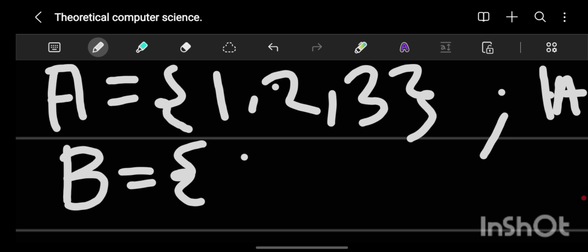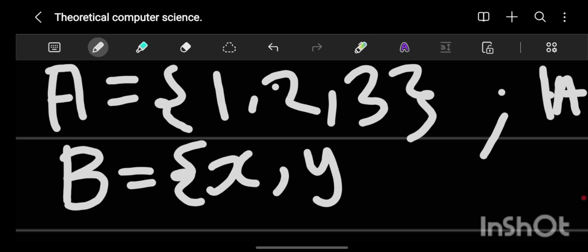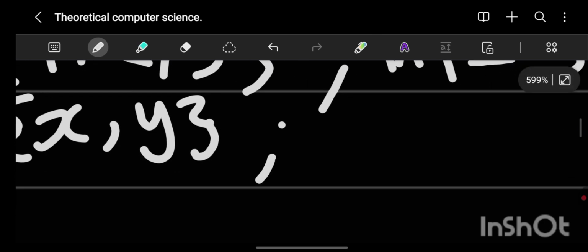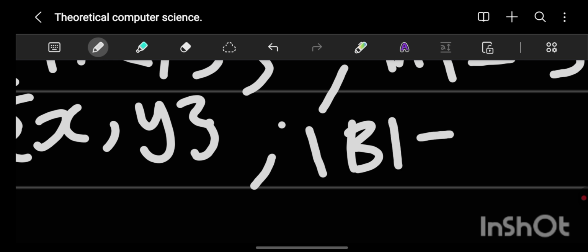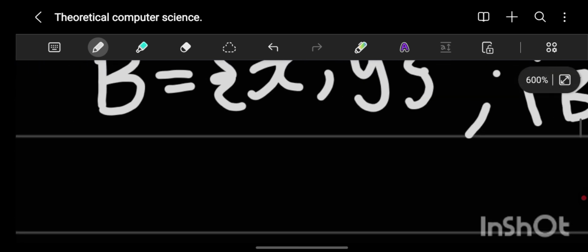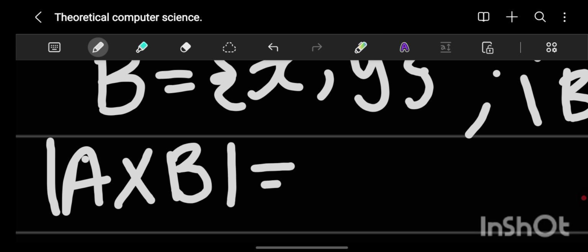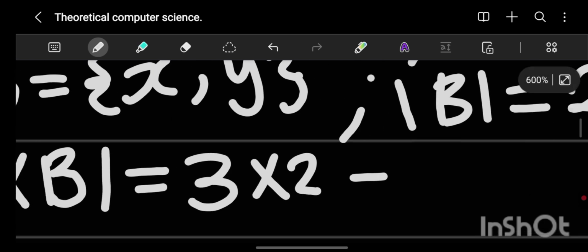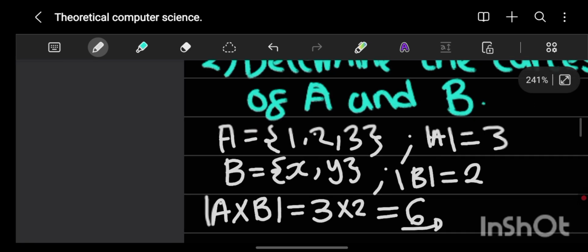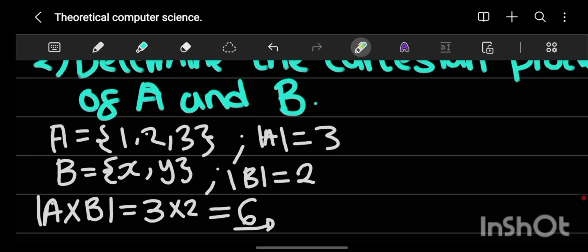B's elements are x and y. So if we were to find the cardinality of B, or the size of B, it would be 2. Now the cardinality of A times B is 3 times 2, which is 6. So that's the cardinality of A and B. Obviously, you don't have to write this. I wrote those down to remind myself.